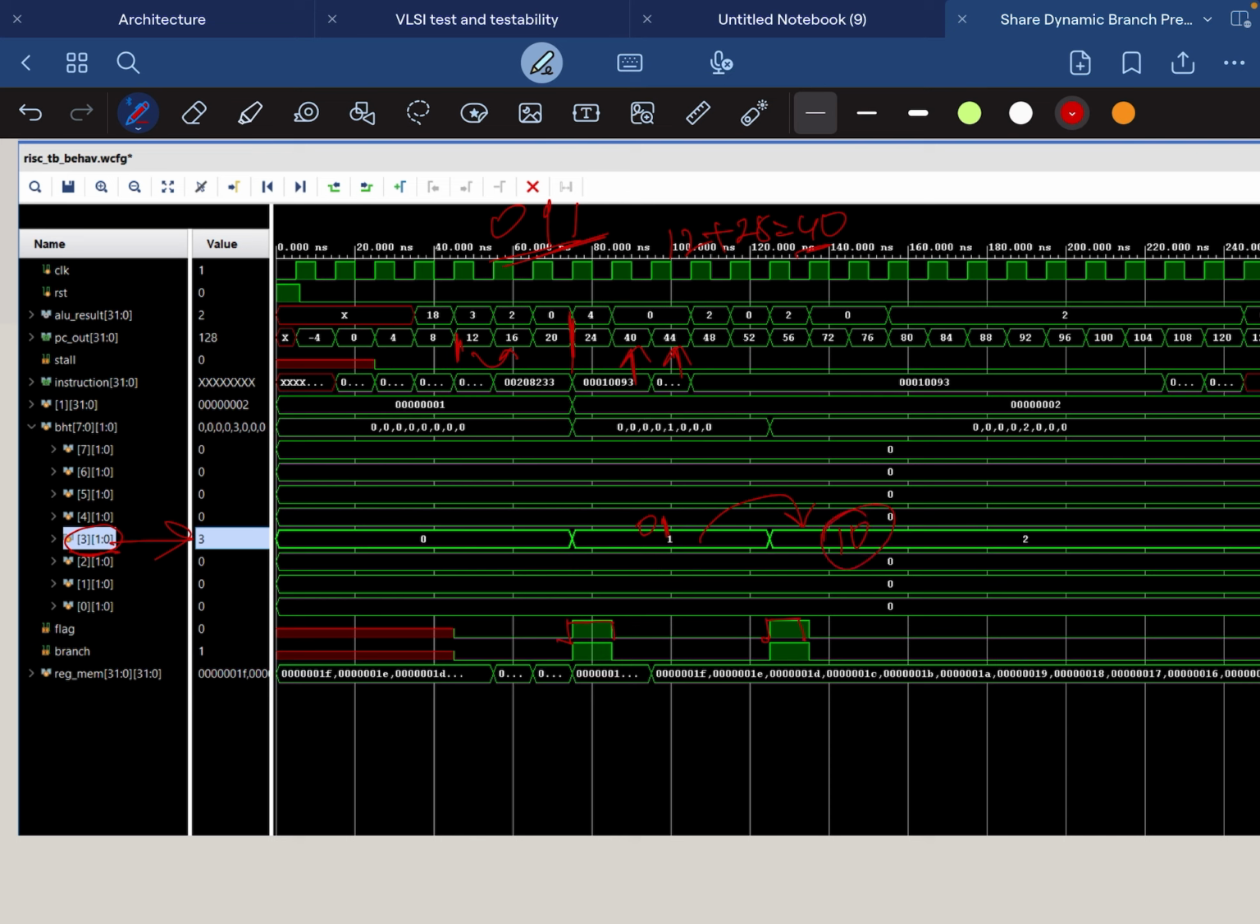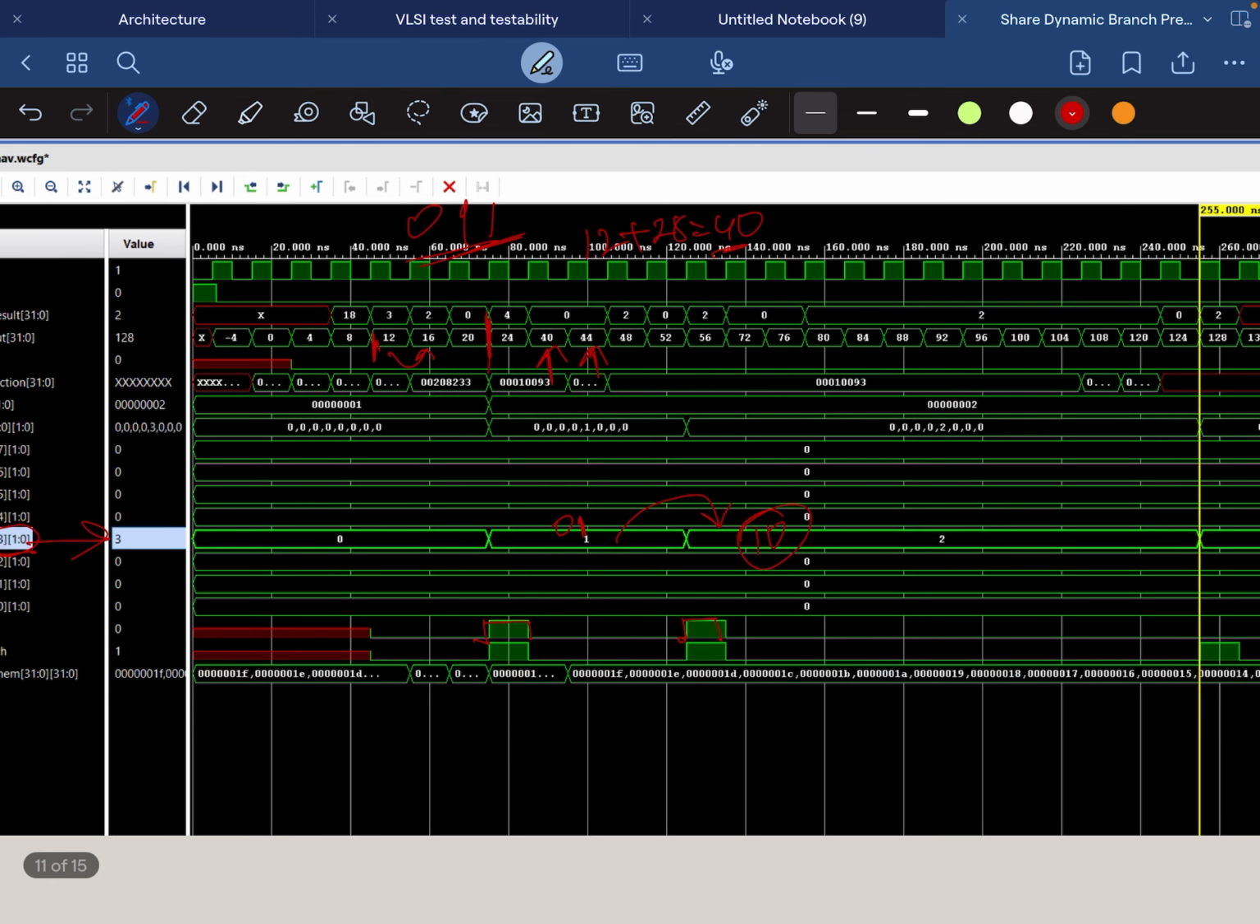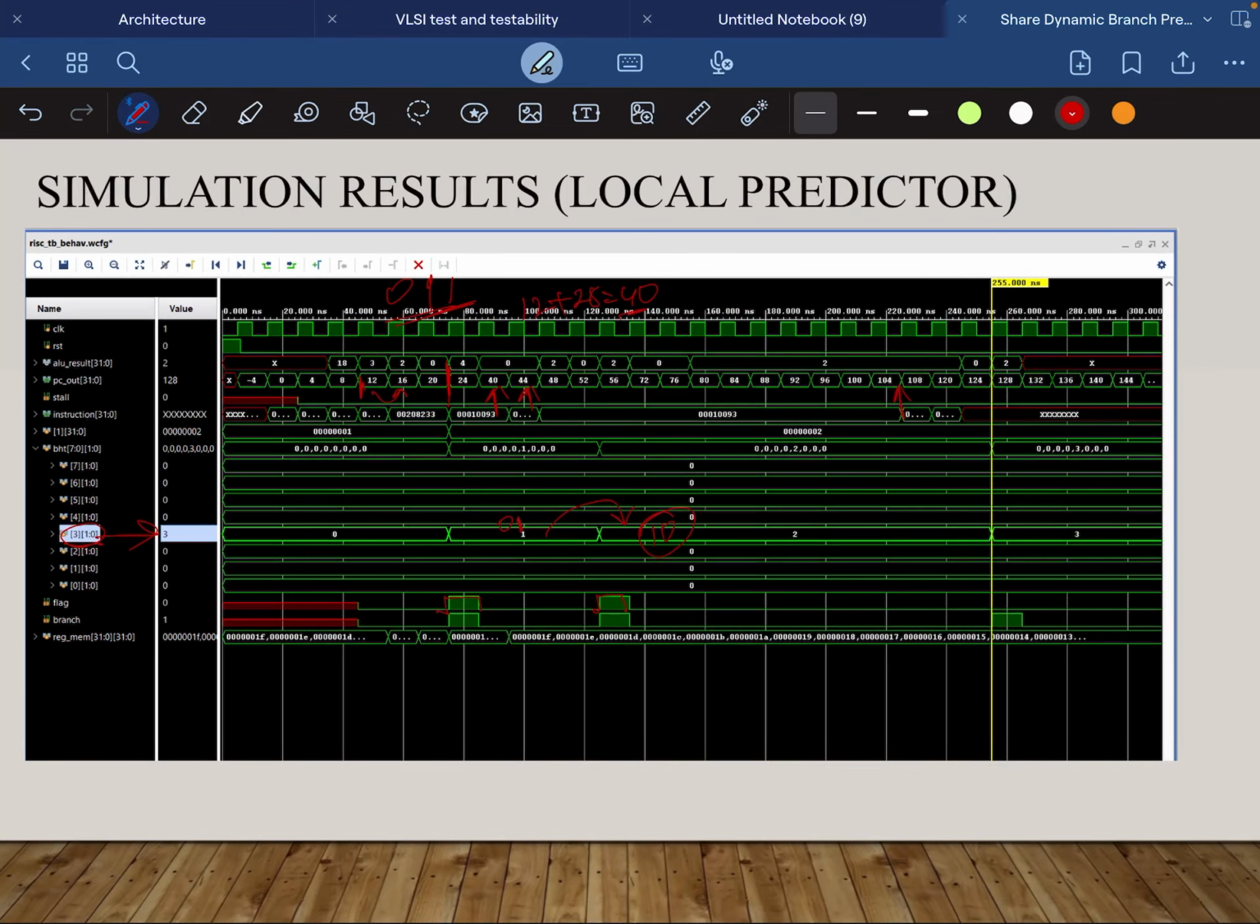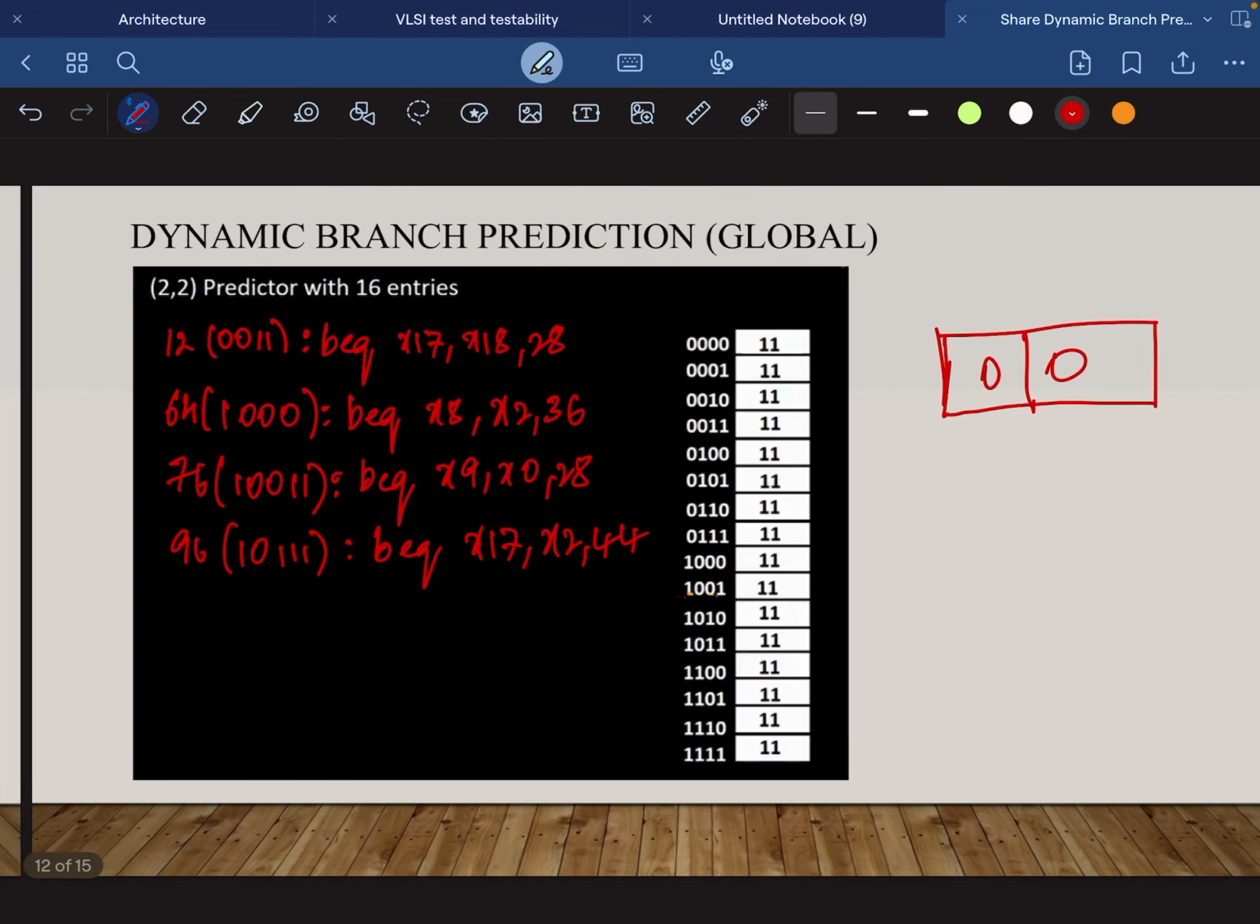Now the state indicates that it has to be taken, and whenever a branch instruction comes again, I have written that branch instruction at location 108. The address 108 also corresponds to the same location, which is 3. Now in this location the state is 2, that is 10, which indicates that it has to be taken. So you can see there is no discrepancy in the flag. It is always 0 now. Likewise, this branch prediction is implemented.